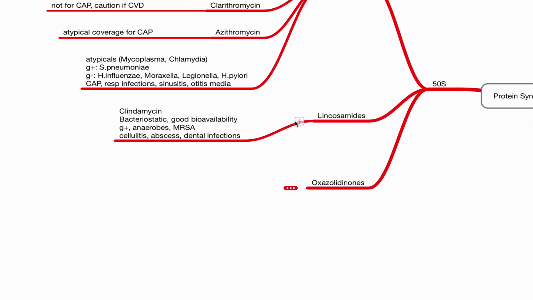The next group is lincosamides. This includes the medication clindamycin, and this is a bacteriostatic antibiotic that has very good bioavailability. So giving it orally is just as good as giving it IV, essentially. It has gram-positive coverage. It has some anaerobic coverage, as well as covering MRSA. Clindamycin can often be used for cellulitis, for abscesses, and for dental infections.